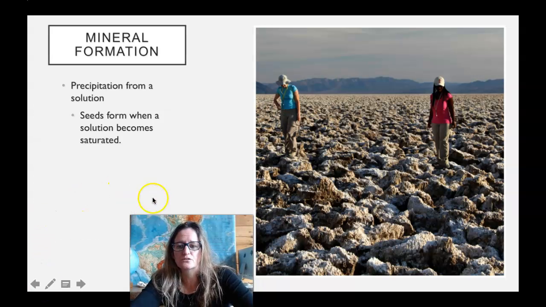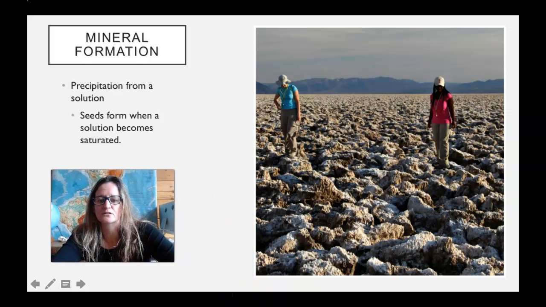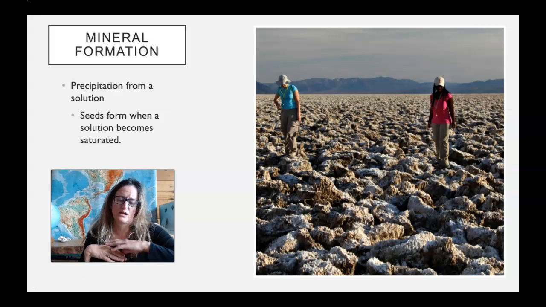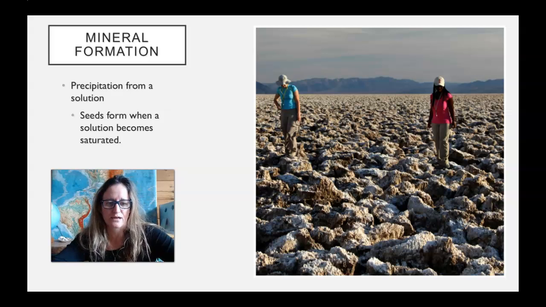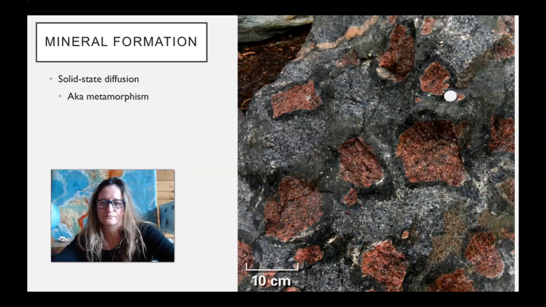The minerals also can precipitate from a solution. This is the bottom of Death Valley. In Death Valley, you'll have water come in and flood the flat basin, and then that water will evaporate and leave behind these evaporites, different kinds of salts and gypsums that precipitate out of solution as the water evaporates.